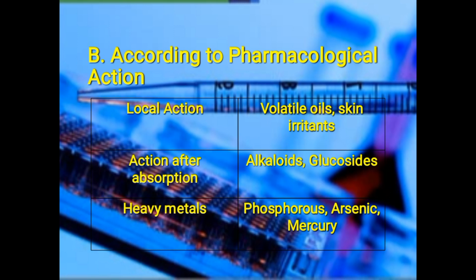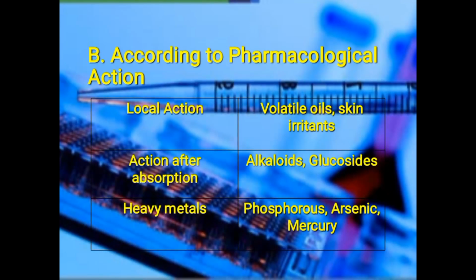So let's move on to classification according to pharmacological actions. What would be the effect of this poison in our body? First is the local action. If a poison is found in one part of our body, then it stays there. It will not be distributed. So if you make contact with poison on your skin, the effect of the poison will be exerted on that particular part where contact was made. And we're also talking about volatile oils and skin irritants.